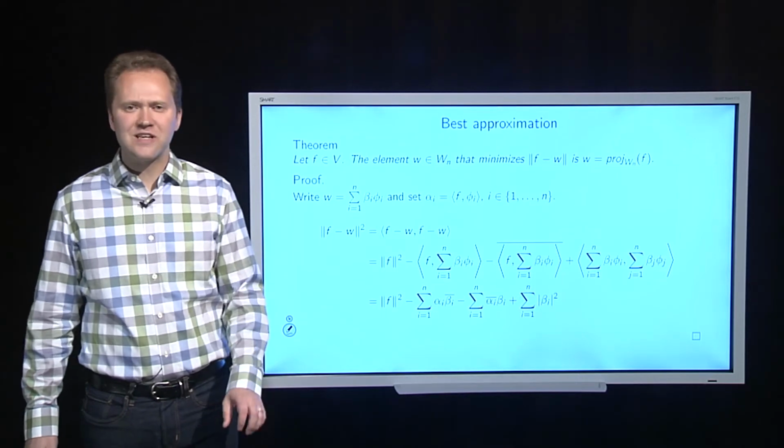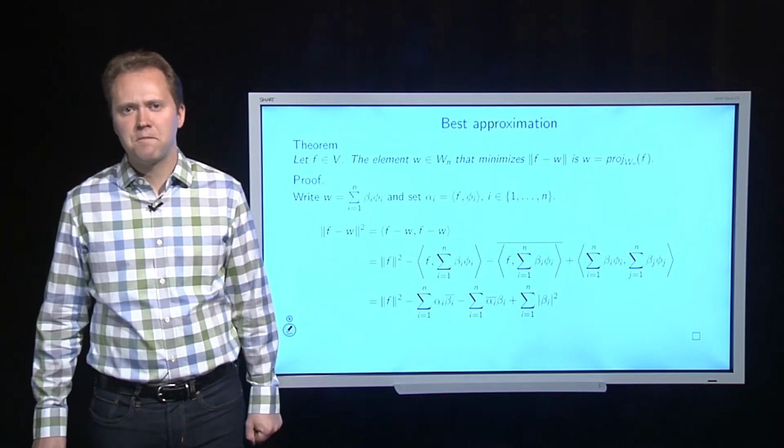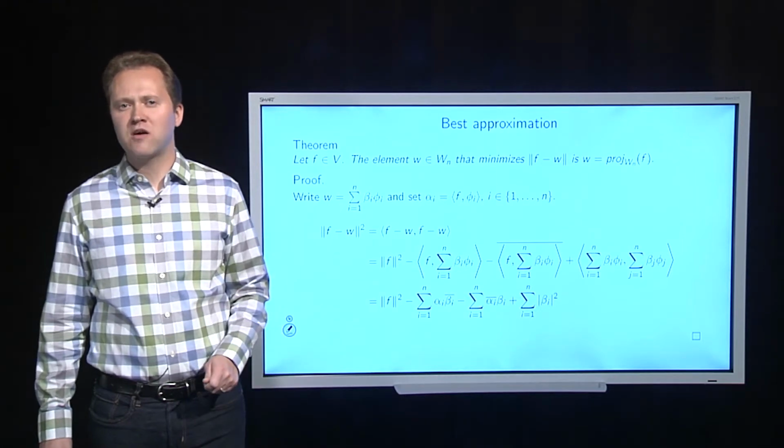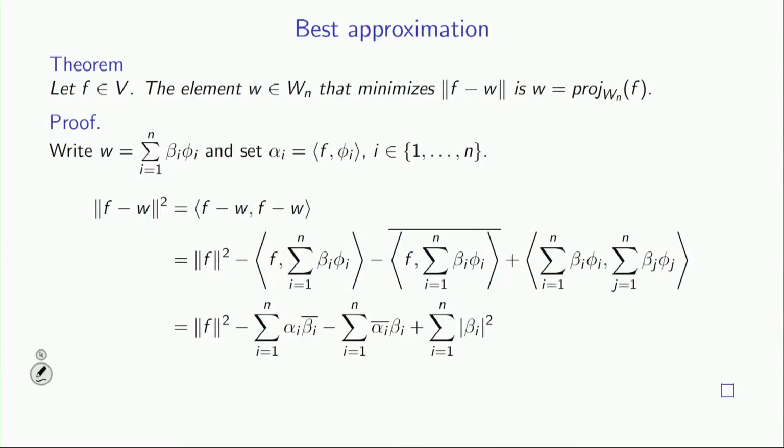Okay. Now, next step is to expand these inner products. Now, we're conjugate linear in the second coordinate, and if you start expanding, you see that you get inner products between the vector f and the basis vectors. And remember, for notational convenience, we called the inner product between f and the basis vector phi i alpha i.